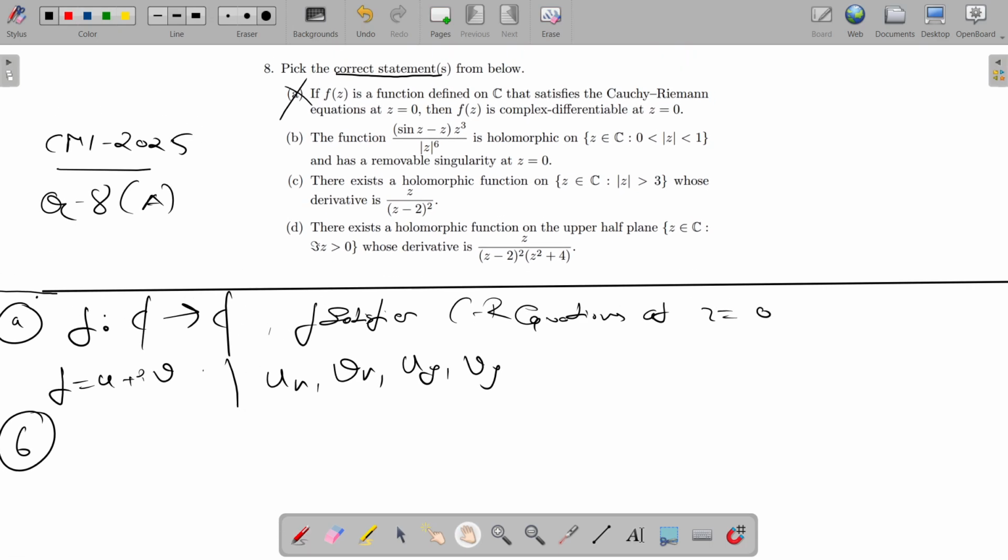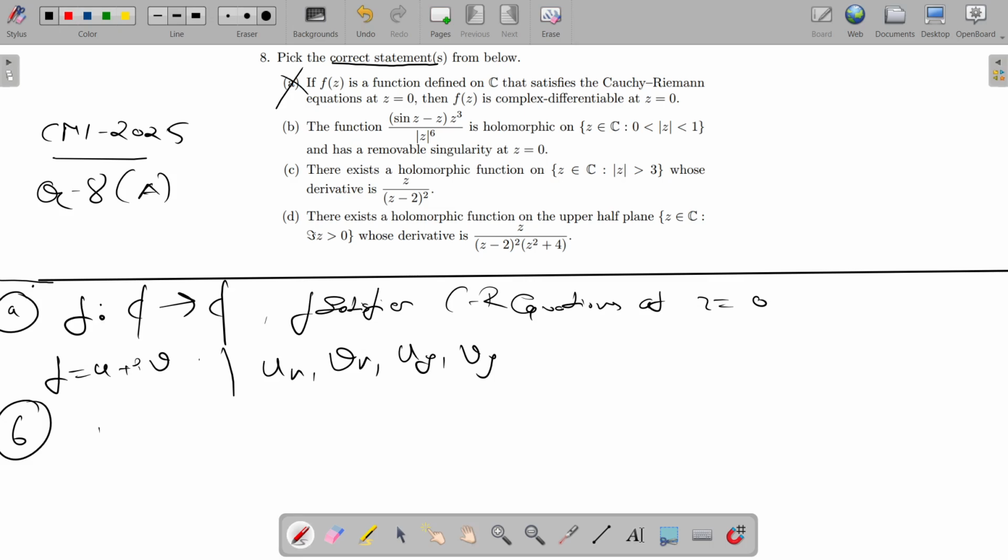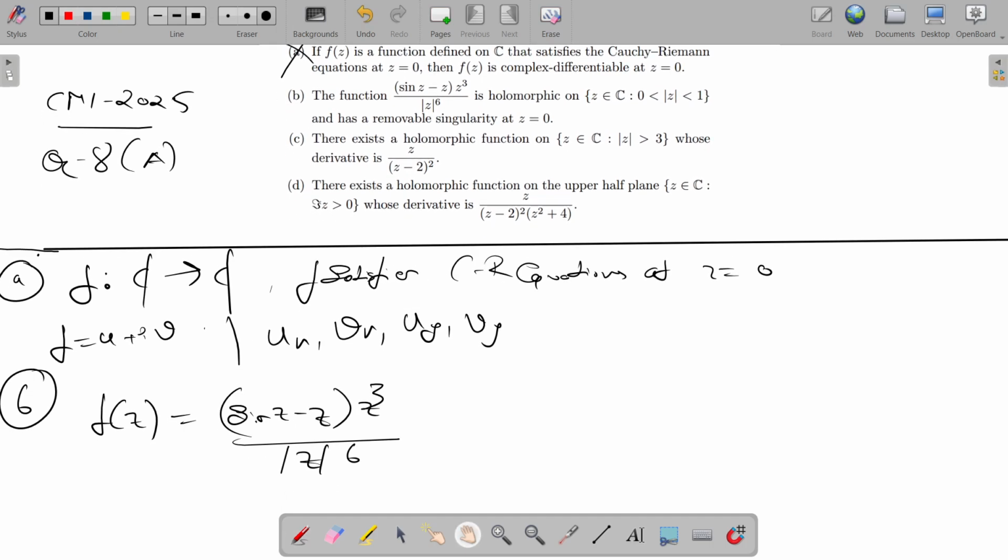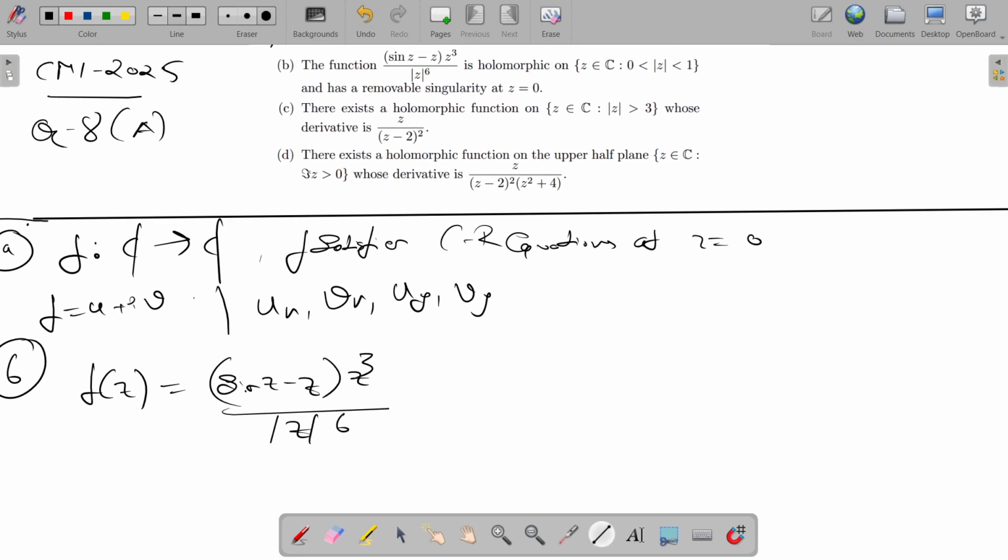Now for our option B, it is saying that the function, let me just write down the function, is holomorphic on all z belonging to C such that 0 is less than mod z less than 1. So basically this is a punctured disk. We have this open disk, and we have a puncture or a hole, so it's punctured at zero.